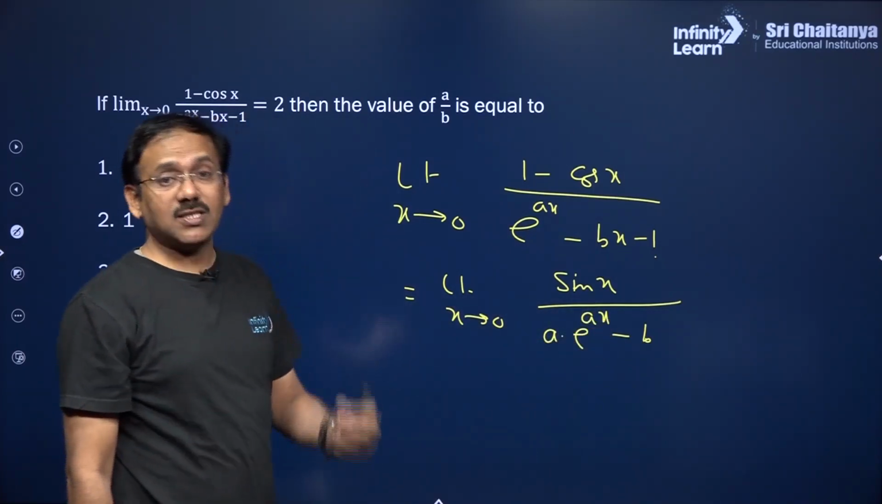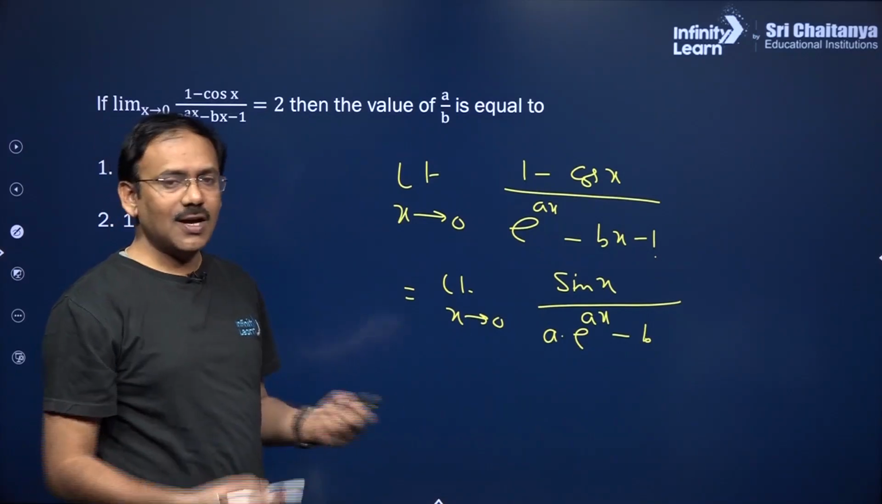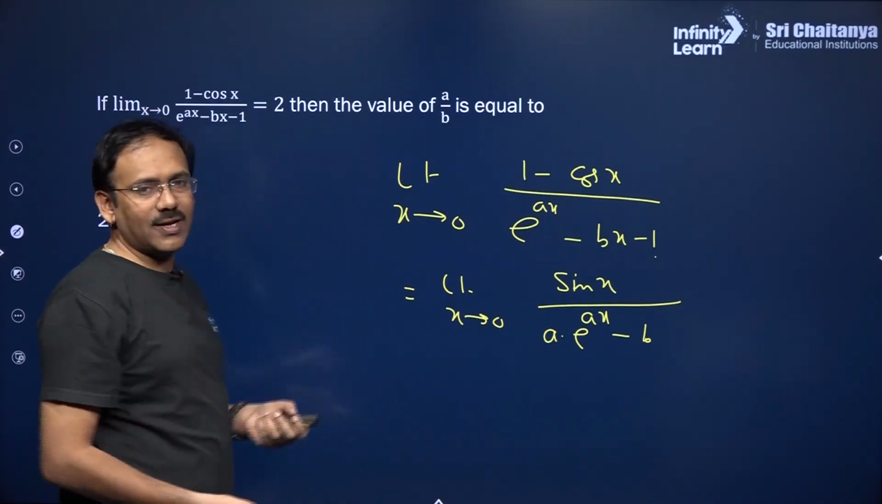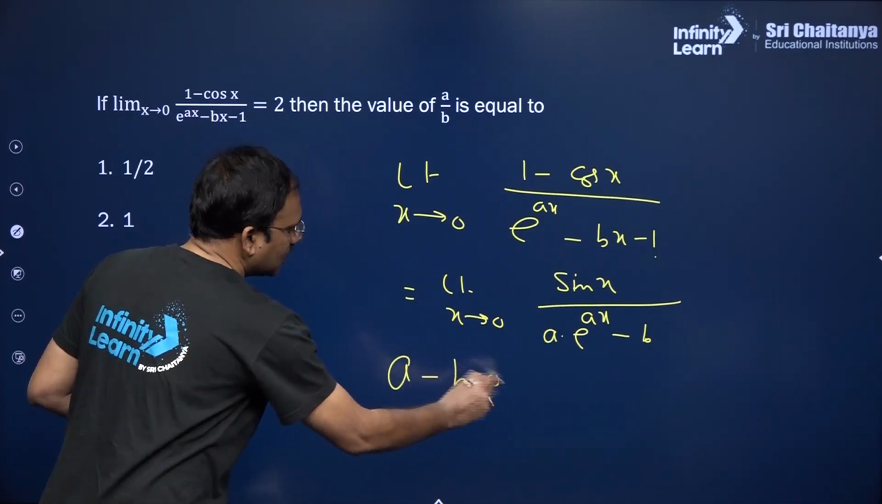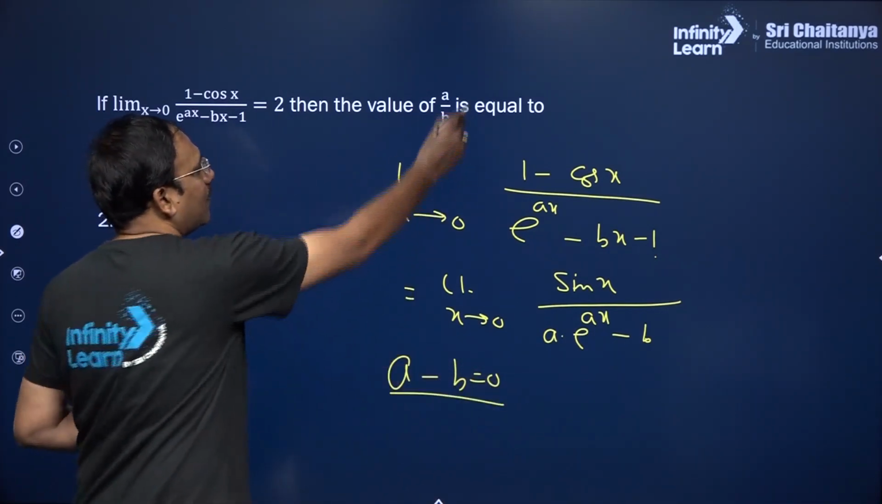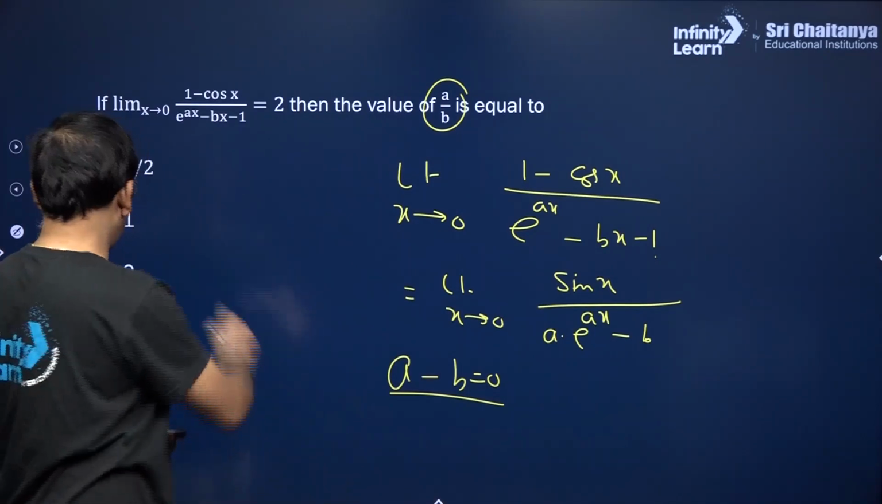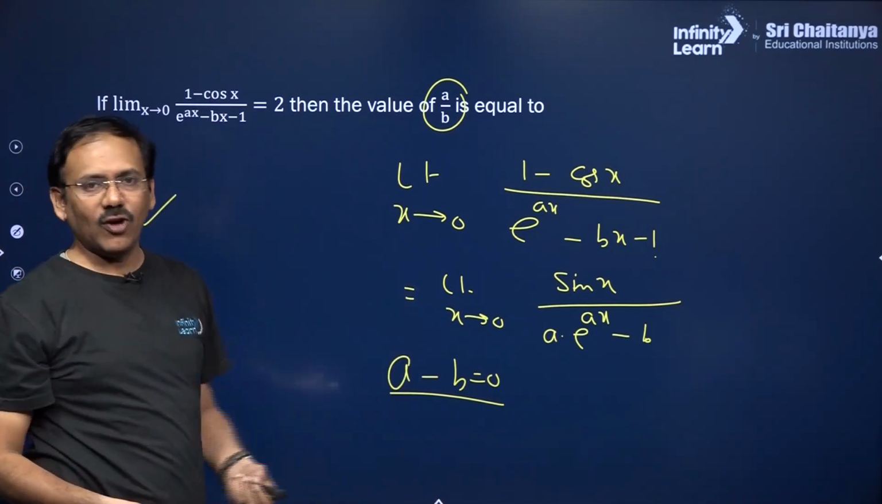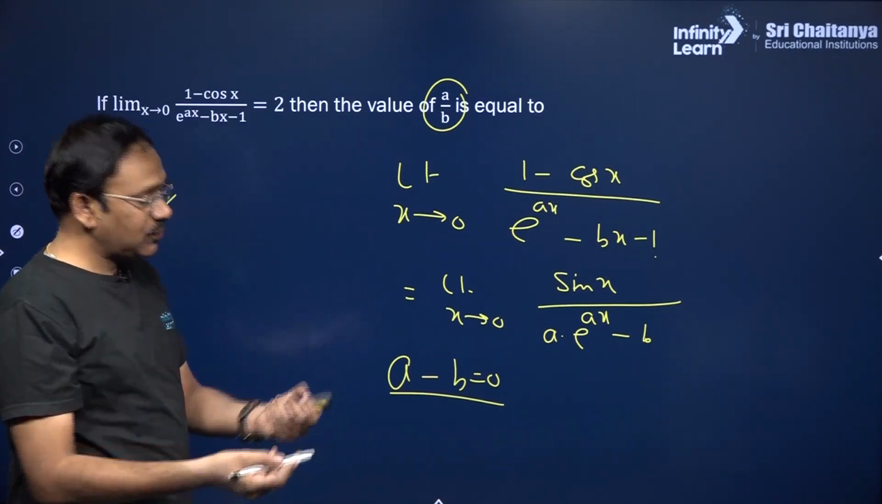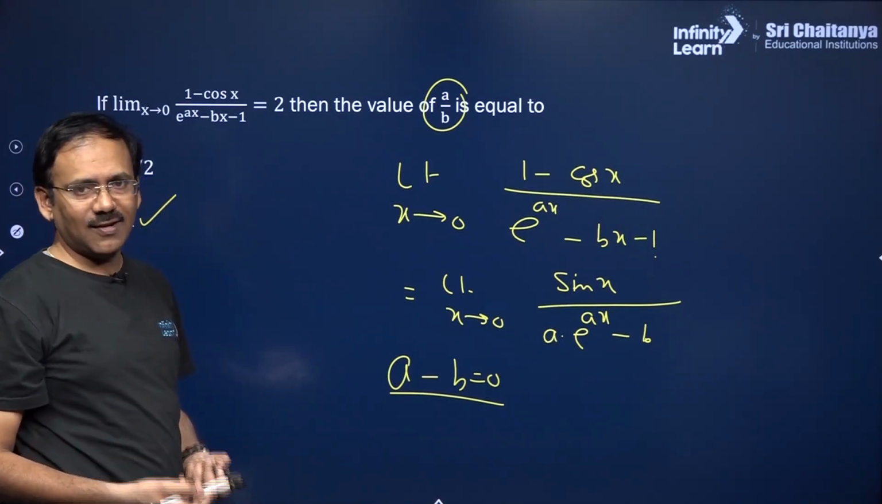A minus b must also be 0, my dear friends, otherwise the limit cannot be a finite number other than 0. So a minus b equal to 0, in the sense a is equal to b, should happen. He is asking about a by b, which is 1. He didn't ask for a and b values, so I am not proceeding further. If you want, we can also take L'Hospital's rule again.